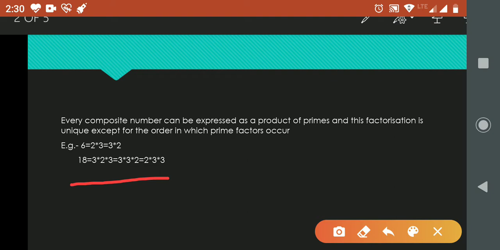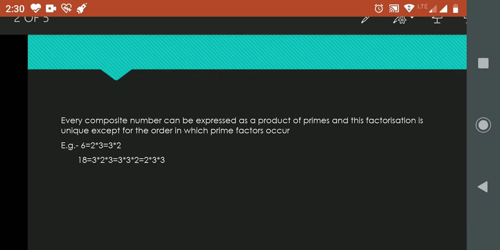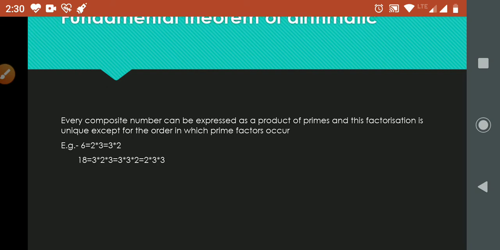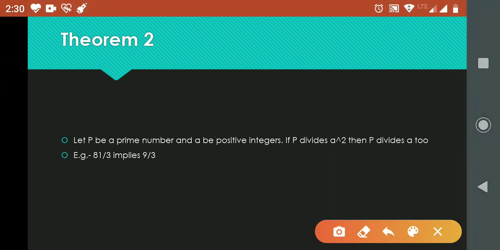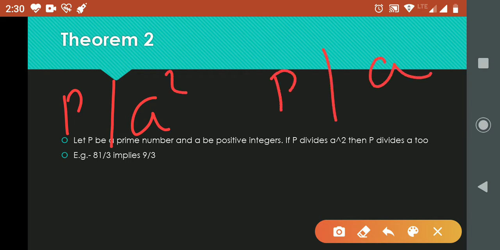So we can see that every composite number can be expressed in the form of the product of prime numbers, and this factorization is unique. So the next theorem we will be discussing is that p is a prime number, and if a is an integer and p divides a square, then p automatically divides a.